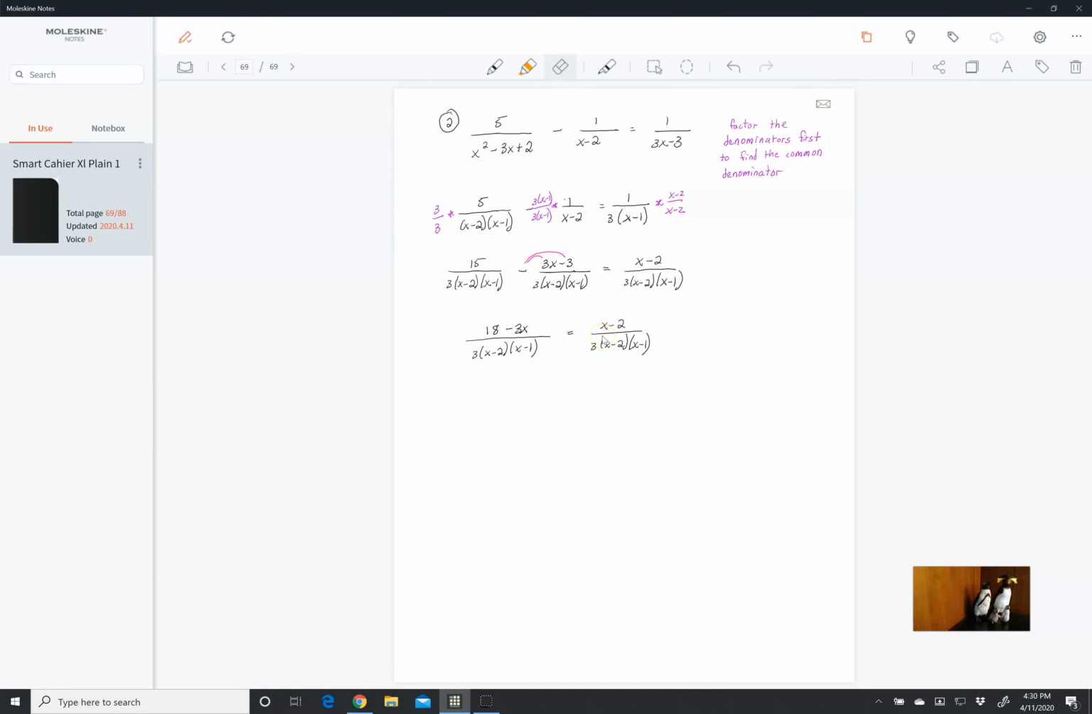This is the point where we can say, ignore the denominators. Denominators are equal, fractions are equal, so the numerators must be equal.